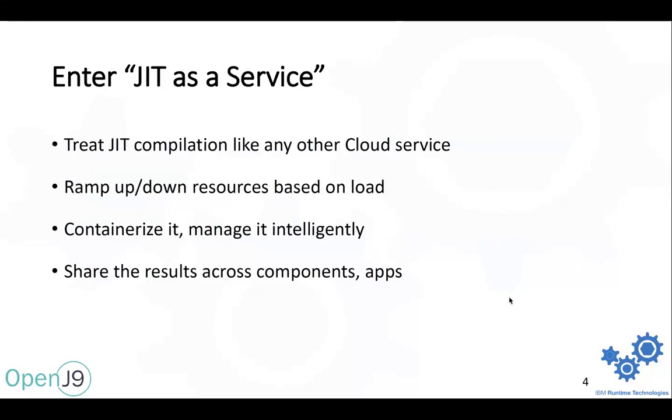processes and applications. And because JIT as a service runs over the network, we can containerize it, we can manage it more intelligently. You can use something like Kubernetes or IBM Cloud Private or OpenShift or what have you to control it and treat it just like any other component in your architecture and to be able to do smarter things with it.